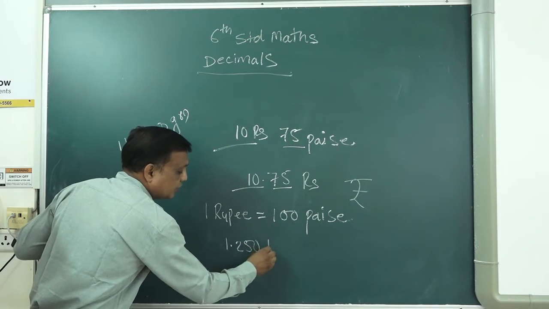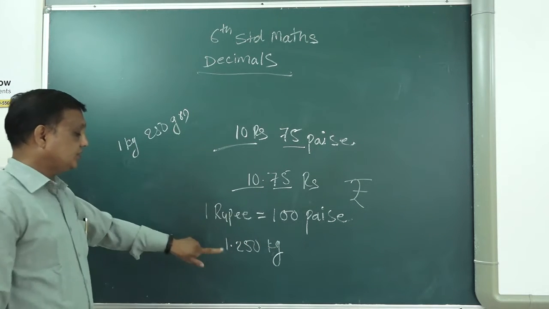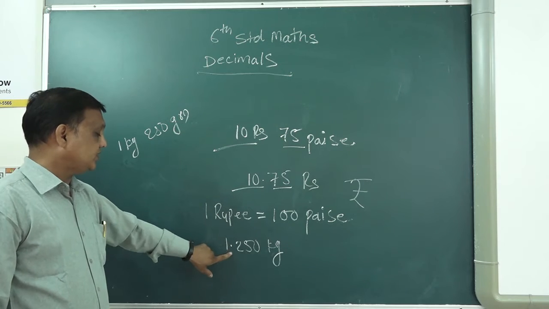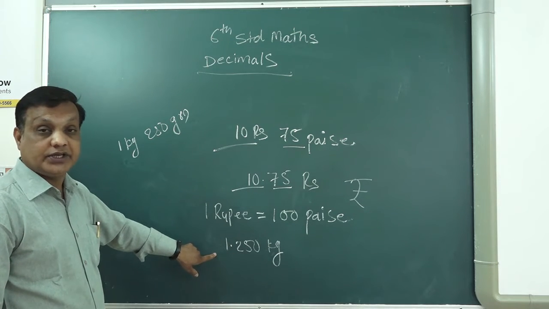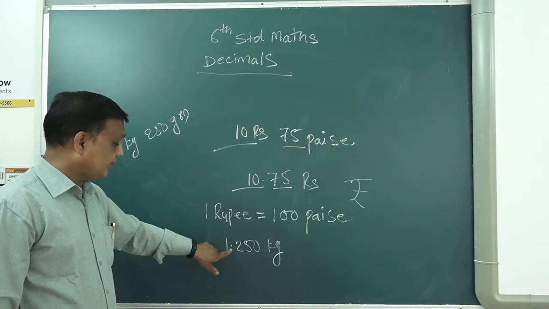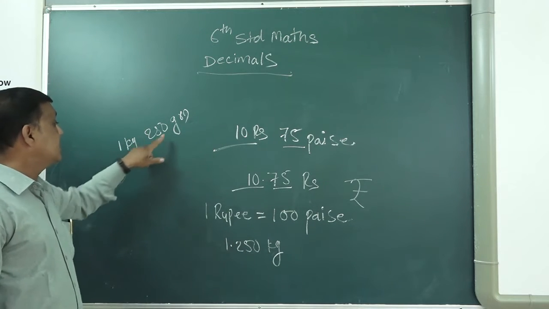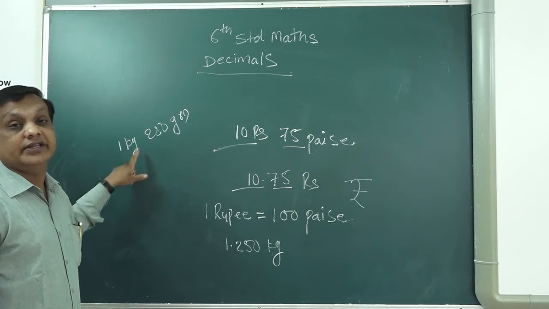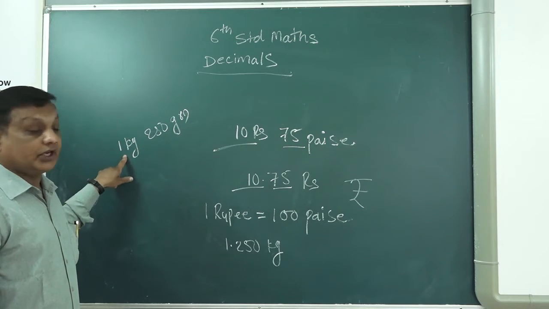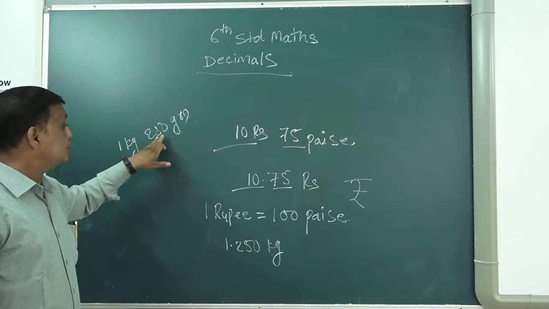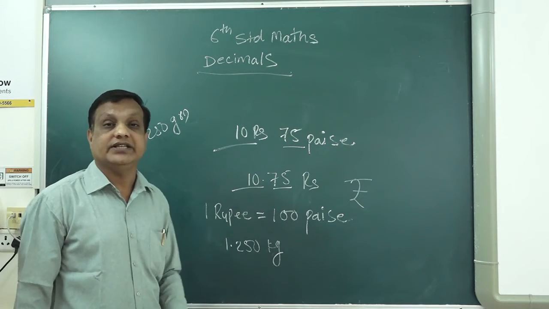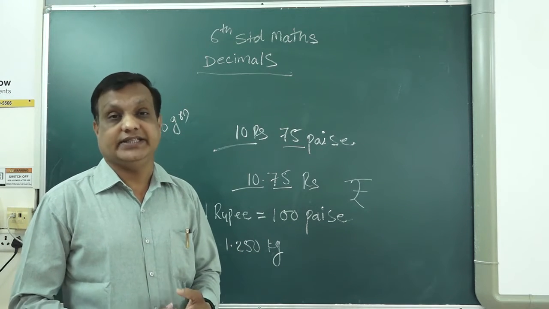1.250 kg. So the 1 before the point is in the greater unit, and the digits after the decimal are in the smaller unit. Here kg is the bigger unit and grams is the smaller unit. So the smaller unit you will always show in a decimal.